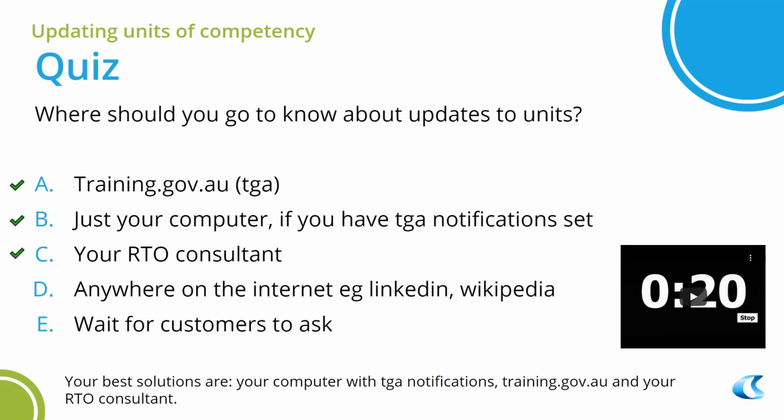There we go. So you can actually go to training.gov, or you just get those notifications. That's pretty cool. You don't have to remember to go to training.gov. If you sign up to get notifications, then they're going to tell you. Or if you happen to have your RTO consultant, they might charge you an hour's worth of effort, but you can get information from them as well. So those are the places.